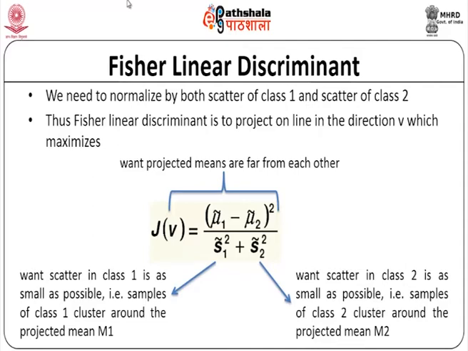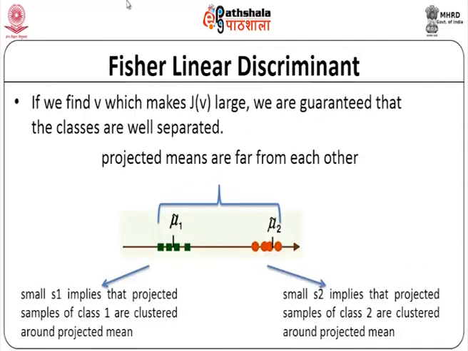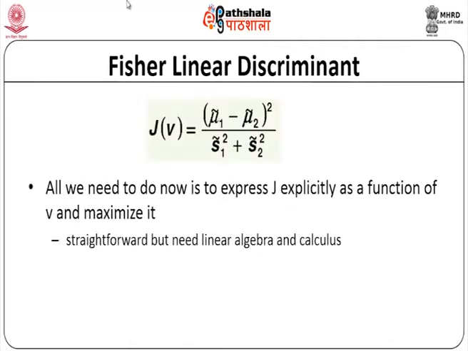This is the Fisher linear discriminant. If we find V which makes J of V large, we are guaranteed that the classes are well separated. So, the projected means mu1, mu2 are far from each other. Small s1 implies that projected samples of class 1 are clustered around the projected mean, and we are all talking about projected here. Small s2 implies that the projected samples are clustered around the projected mean of class 2. So, all we need to do now is to express J explicitly as a function of V and maximize it. This is straightforward, but we need linear algebra and calculus.